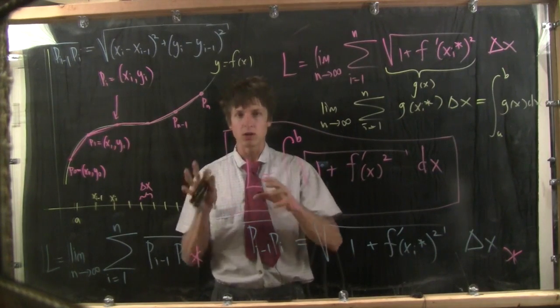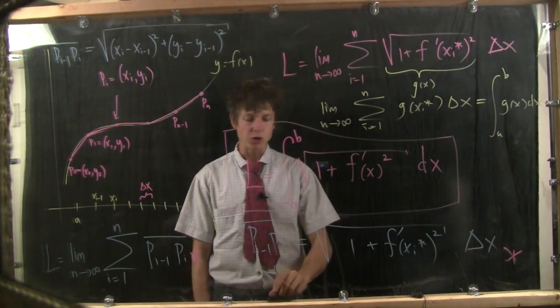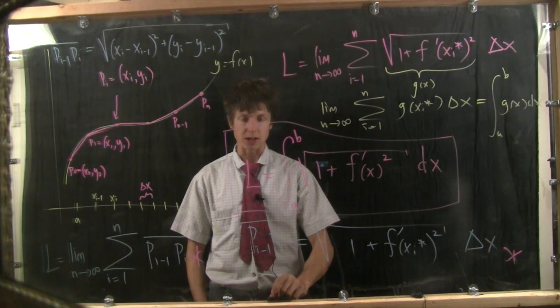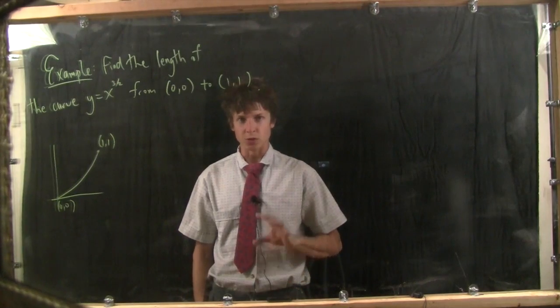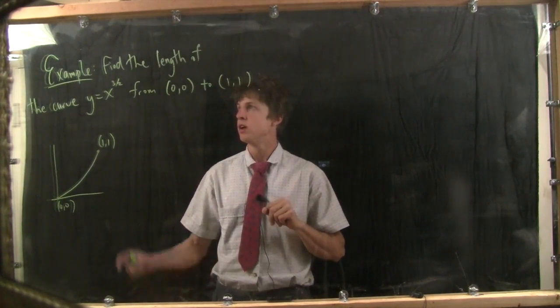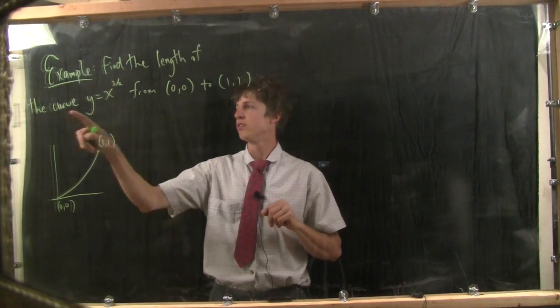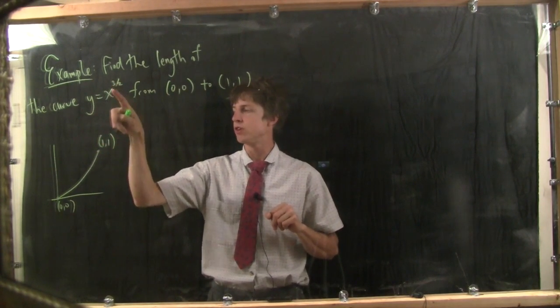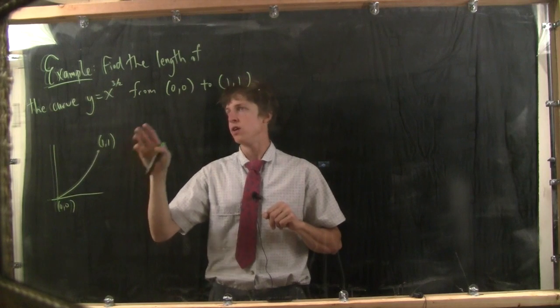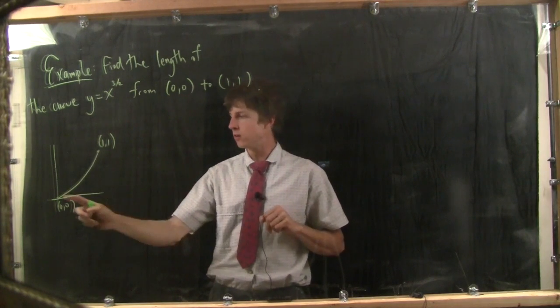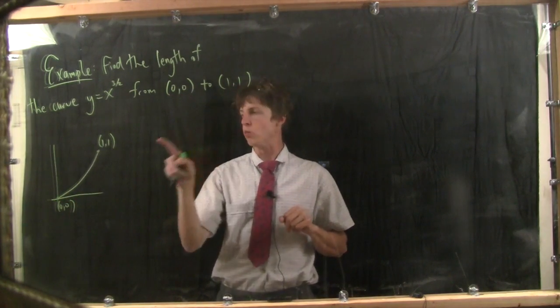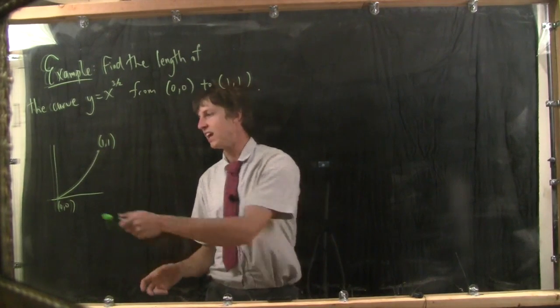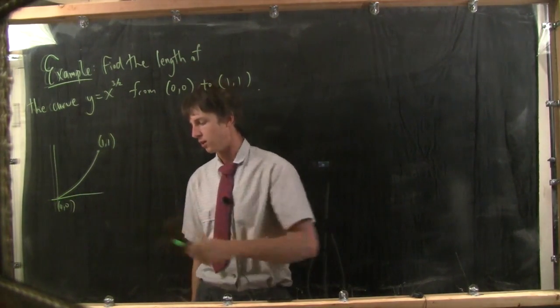So next I will erase the board and show you one example of how to use this in practice. So here's my example for you. Find the length of the curve y equals x to the 3 over 2. I graphed it right here from the point 0, 0, the origin, up to the point 1, 1, which is right here. So we're trying to find the length of this green piece right here.